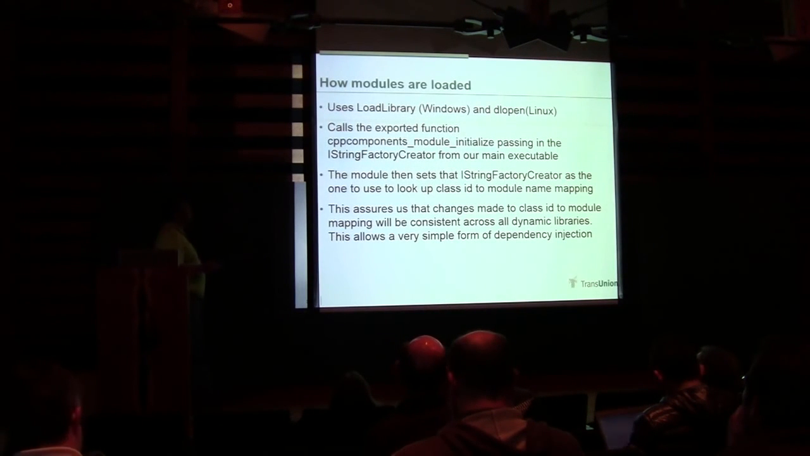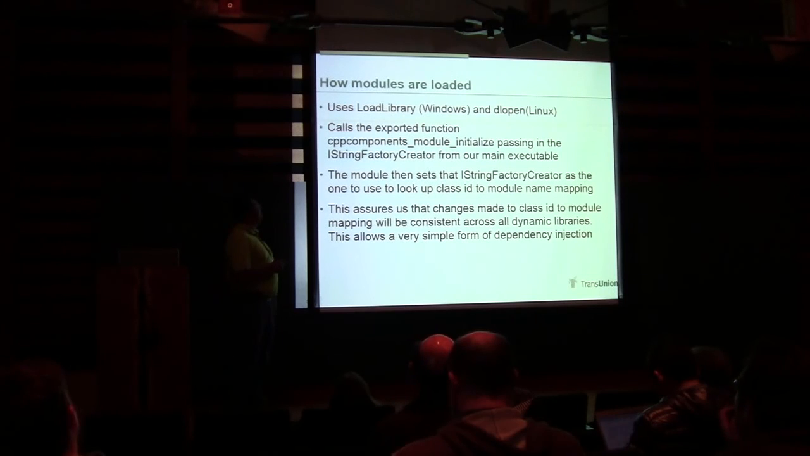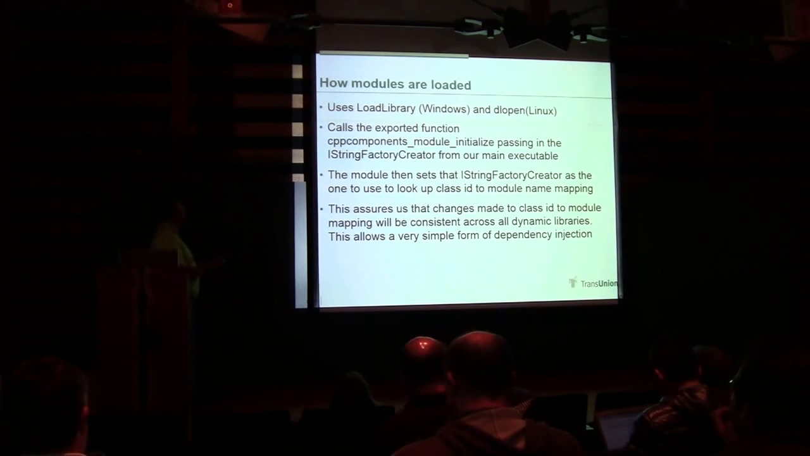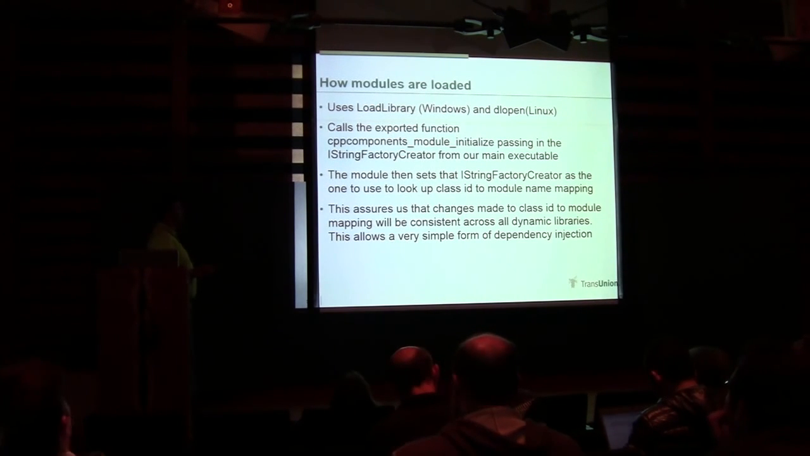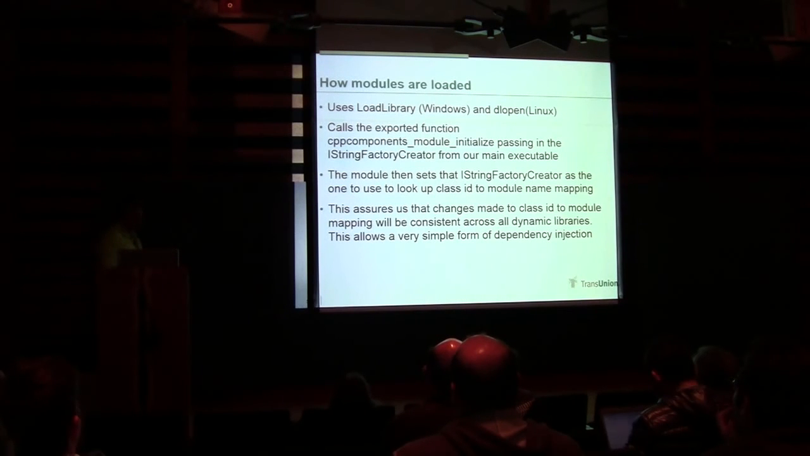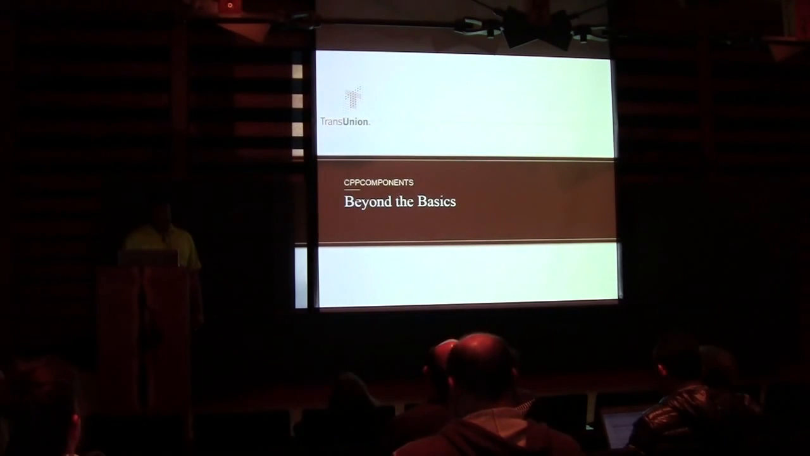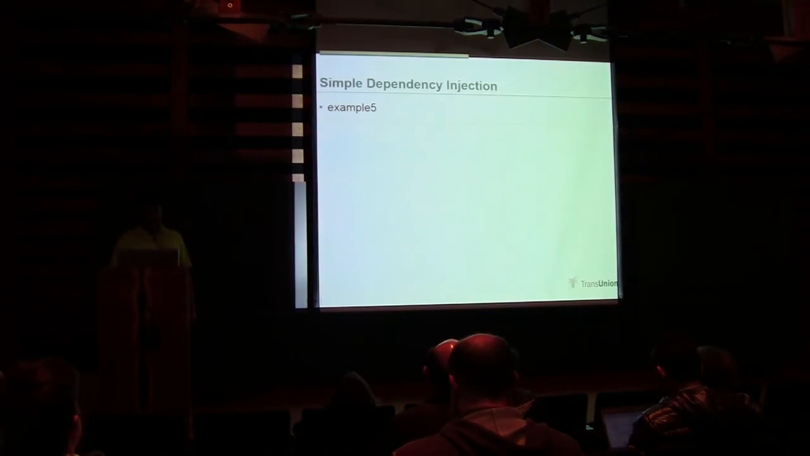So how are modules loaded? We use LoadLibrary on Windows or dlopen on Linux. We call the exported function ComponentsModuleInitialize, passing an IStringFactoryCreator. Then the module itself uses this whenever it needs to look up something. This makes sure that the changes we make across from the class IDs to the module mapping remain consistent across our whole instantiation. So we can use this to get a very simple form of dependency injection. Any questions so far? All right, beyond the basics.